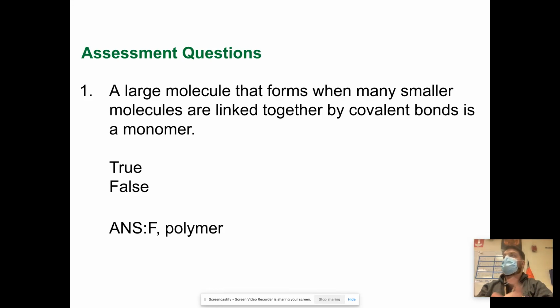Right? Monomer is the little link. Think of Legos. One Lego is a monomer. The thing that you make is the polymer. And that's it. That's all I got. Any questions?